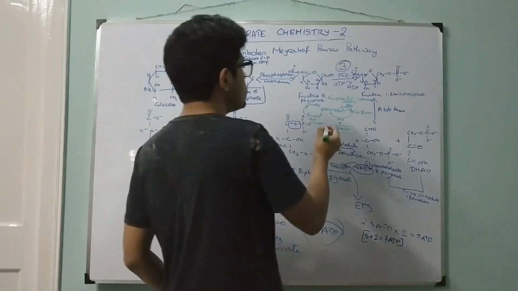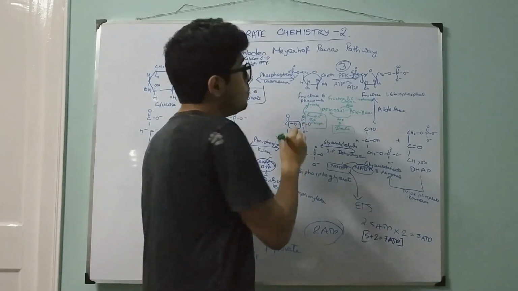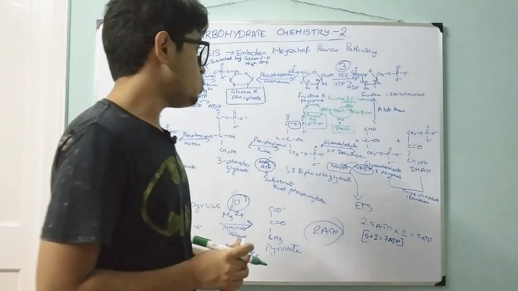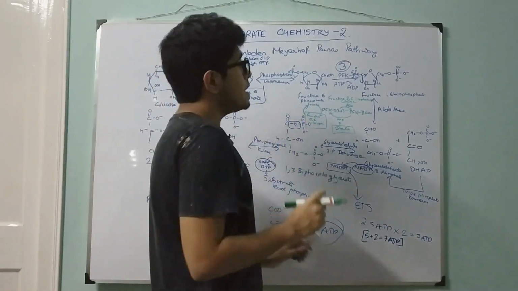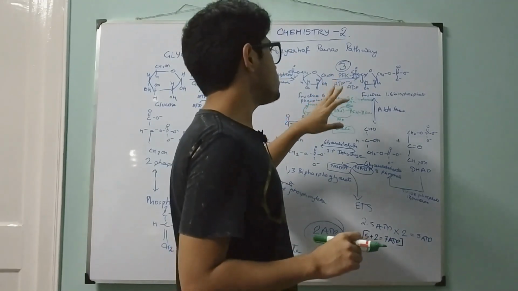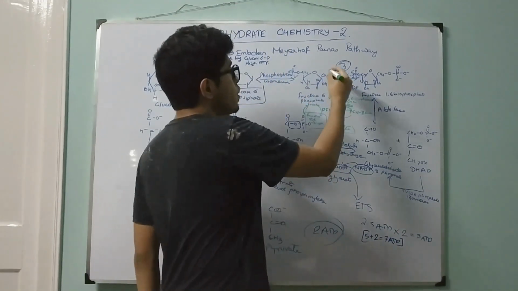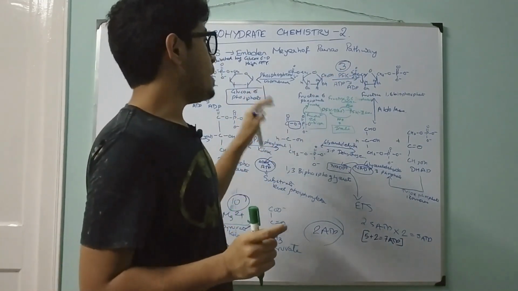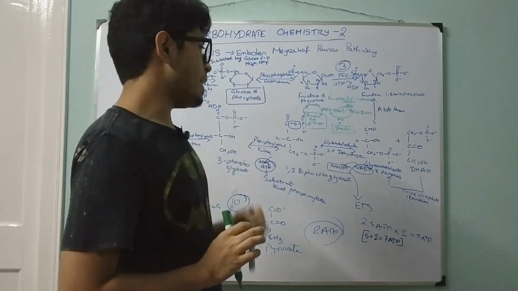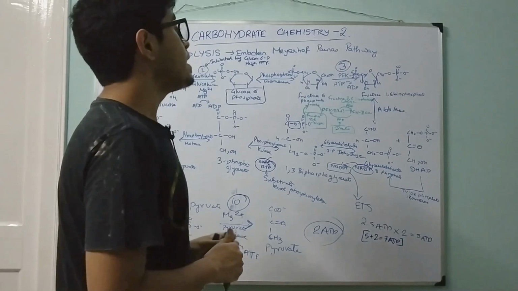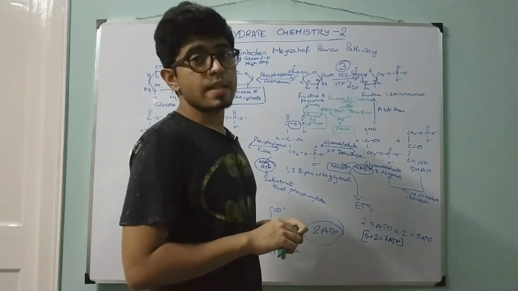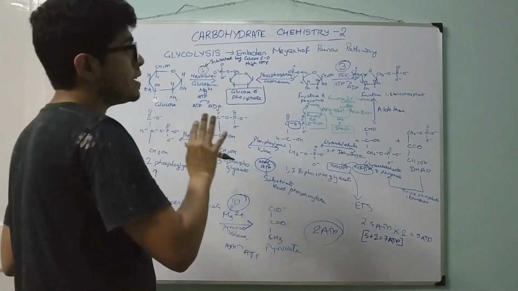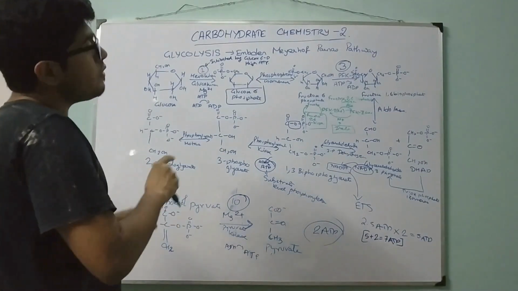Therefore, fructose 2,6-bisphosphate is a molecule which is required for the activation of phosphofructokinase 1. Fructose 2,6-bisphosphate is an allosteric regulator of phosphofructokinase 1. So, phosphofructokinase 1 is stimulated by fructose 2,6-bisphosphate and by low ATP content or high AMP. Similarly, it is inhibited by high concentration of citrate and high concentration of ATP. So this is the overall regulation of glycolysis.